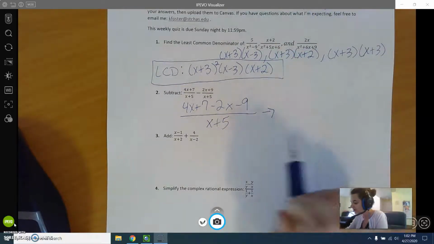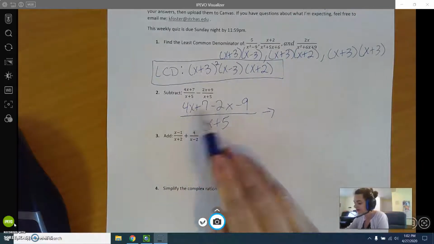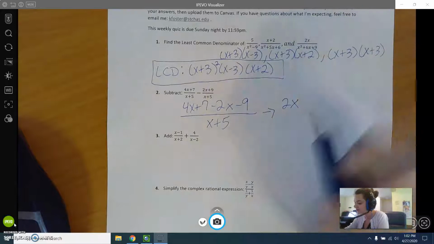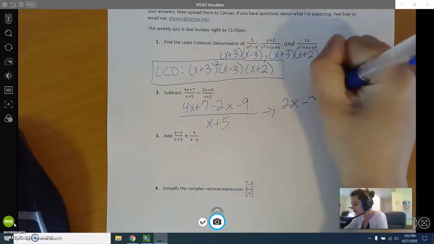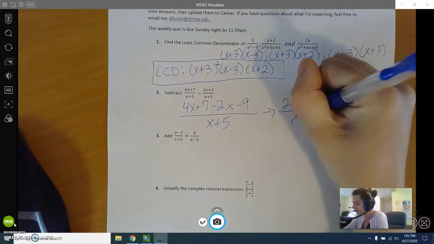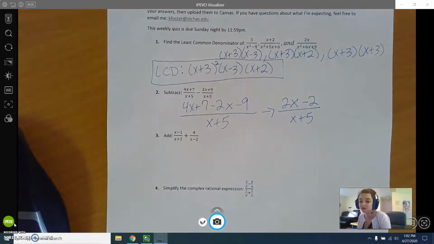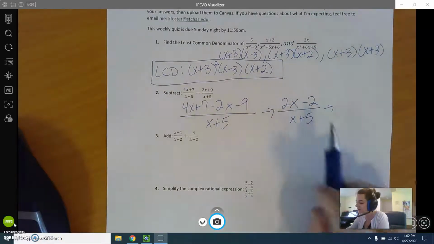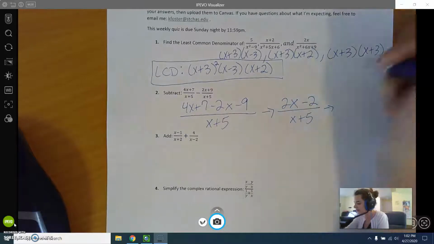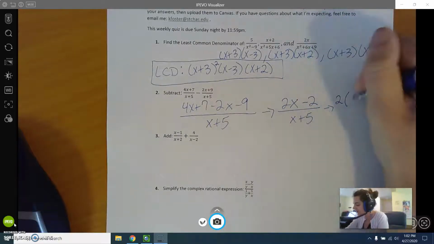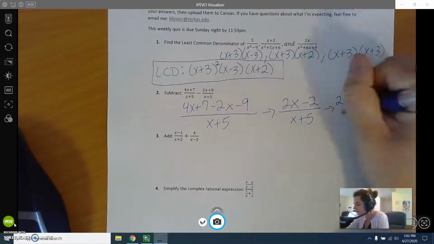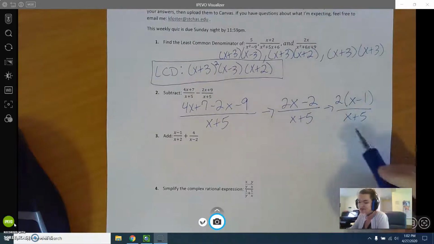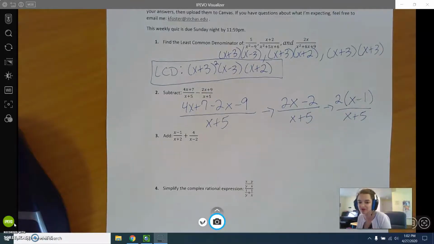Then it's just simplifying. Combining like terms, 4x minus 2x would be 2x. 7 minus 9 would be negative 2. And my denominator is still x plus 5. At this point, you're pretty much done. The only thing you check for is, can I simplify it at all? To simplify, you're just factoring a little bit and seeing if anything factors out. I do have a GCF in the numerator, so I can factor out a 2 if I want to. That would be 2 times x minus 1 over x plus 5. Those are not the same factors, so it's not going to simplify at all.